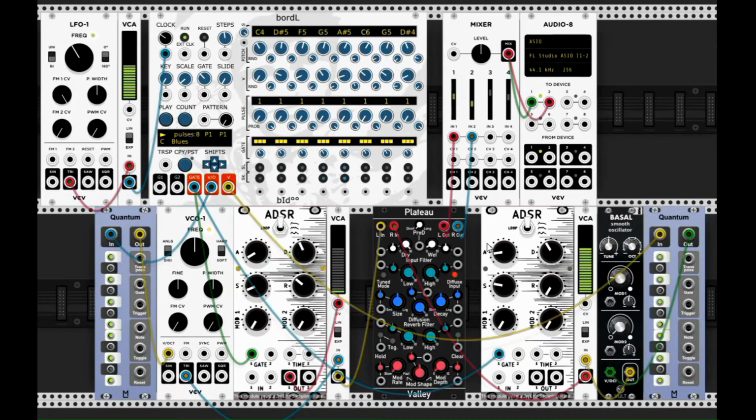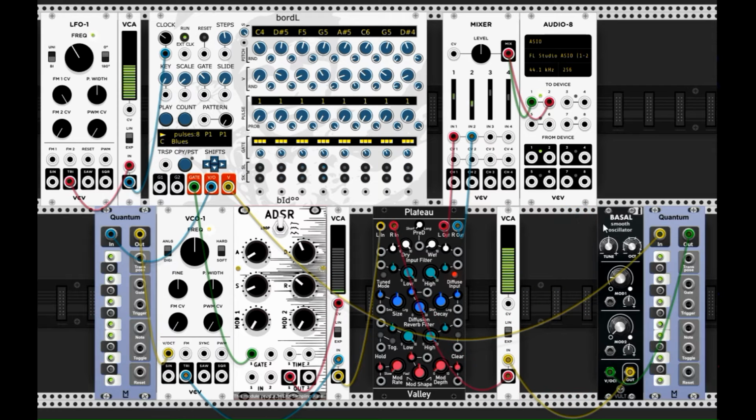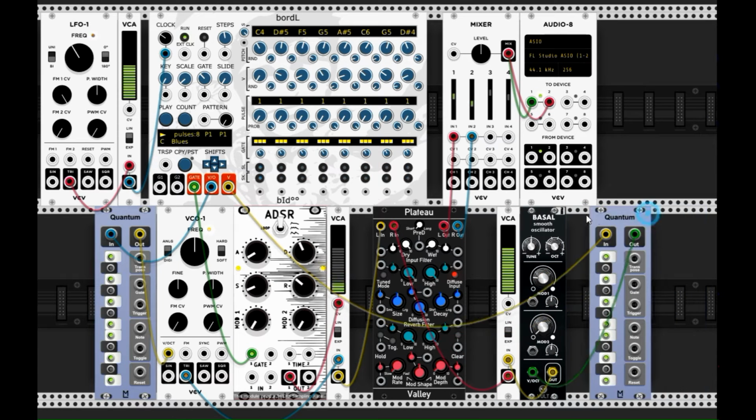In this patch I use two voices, one from the VC-VREC VCO and one from Basel, from Weifeld. I don't use this ADSR, as I see. It's a remainder from a last patch, from experimenting. So let me make it a little bit more dense.